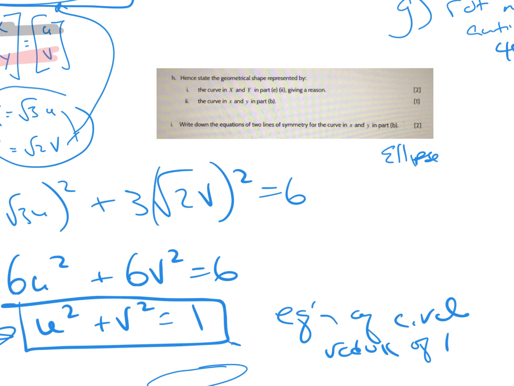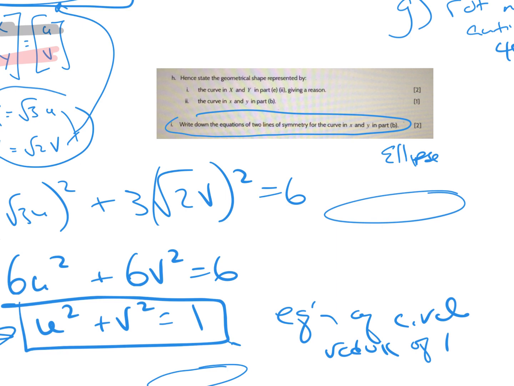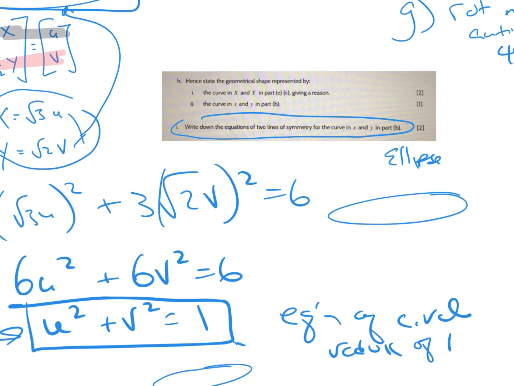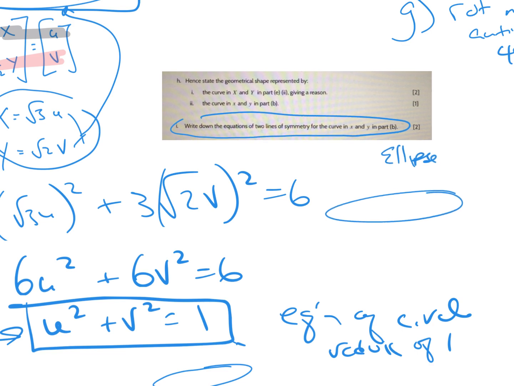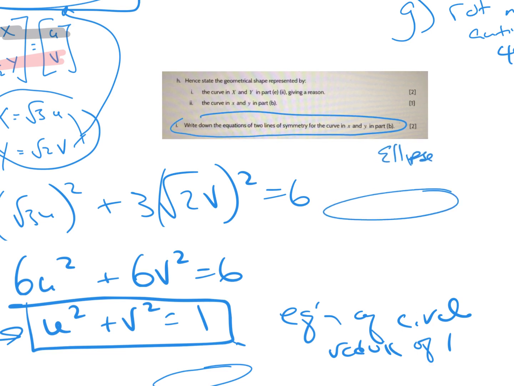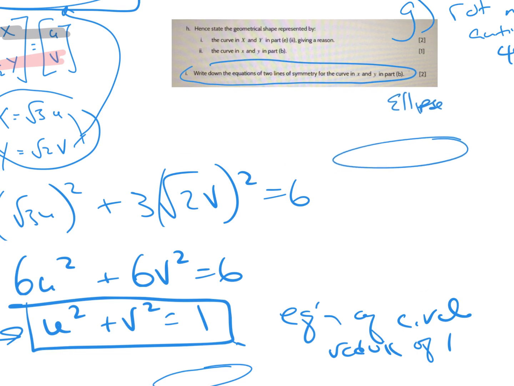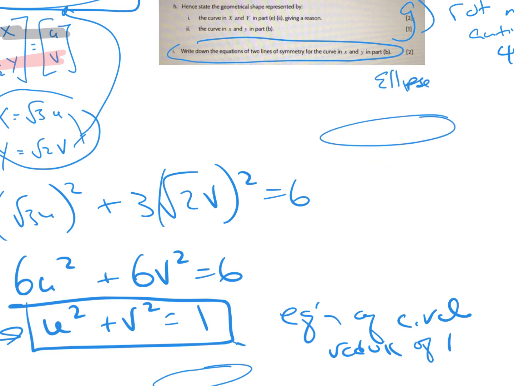And then finally, write down the equation of two lines of symmetry. Well, if I take an ellipse and then rotate it 45 degrees, there's going to be a line of symmetry here, which is y equals x, and a line of symmetry here, which is y equals negative x. And that is just by pure inspection. I hope that helps answer a bunch of the questions for this one.